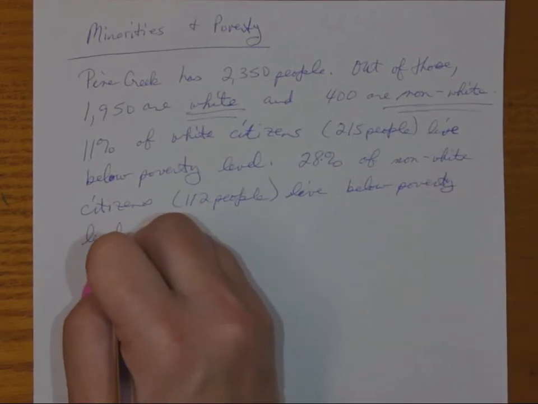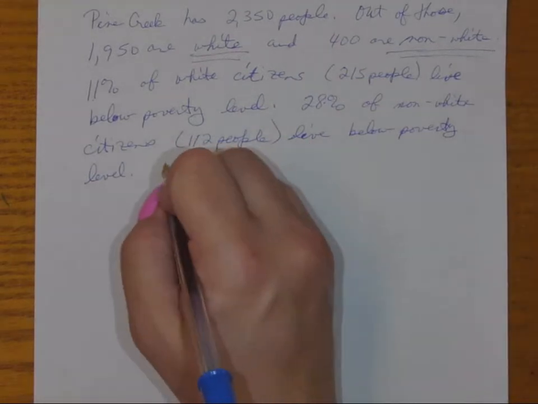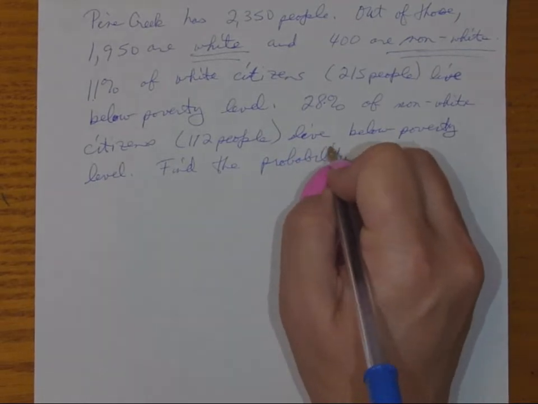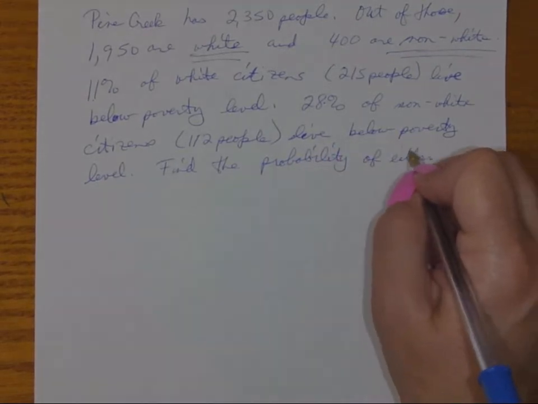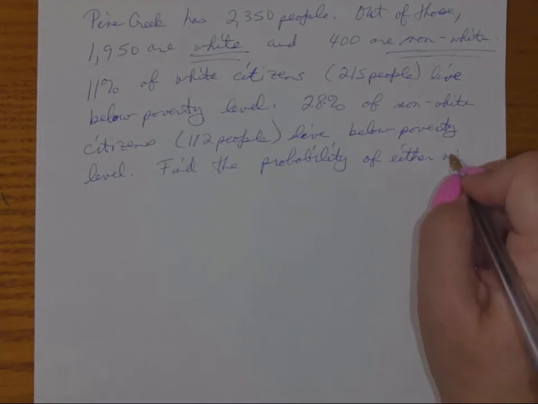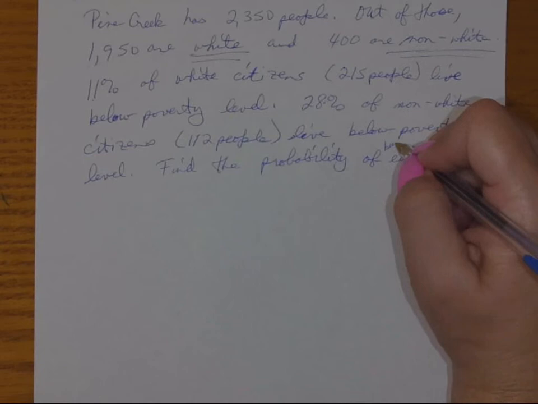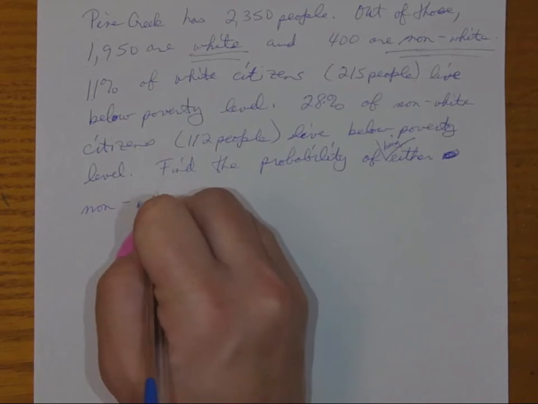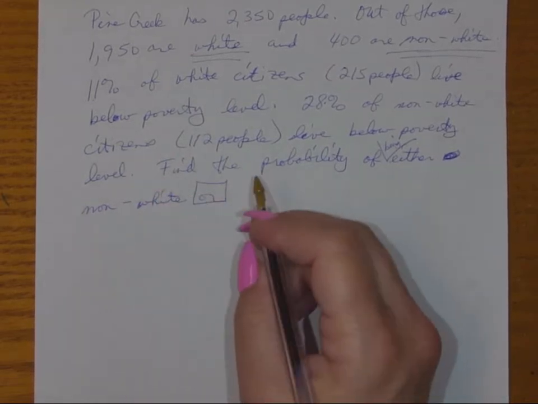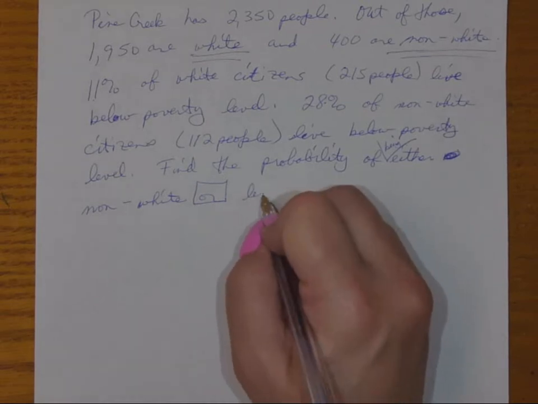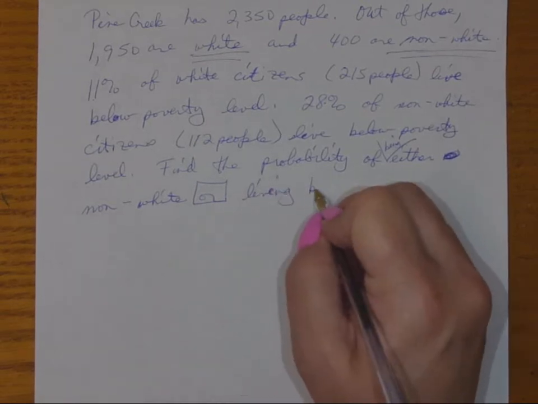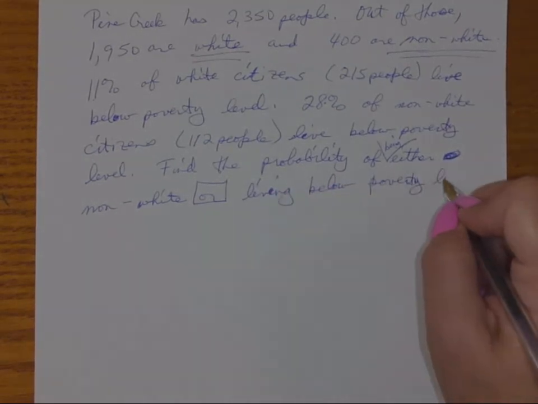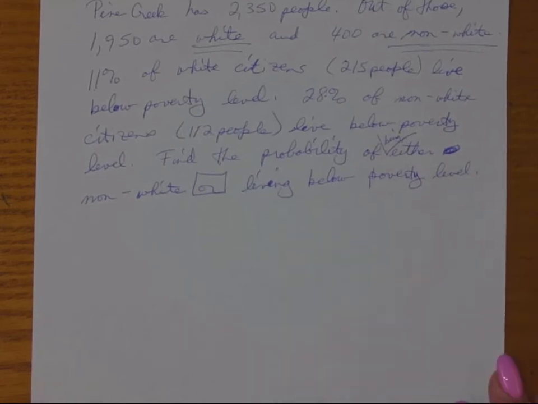Okay. Find the probability of being, I guess, either non-white or, now that's going to be important for us, so watch out for keywords like that, living below poverty level. So let's be a little bit careful about this.